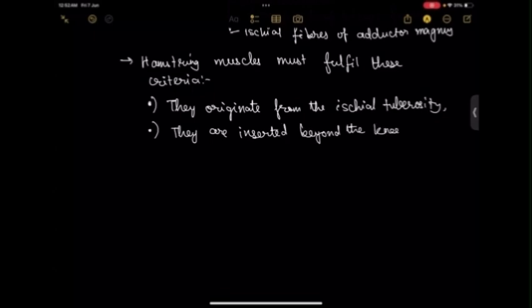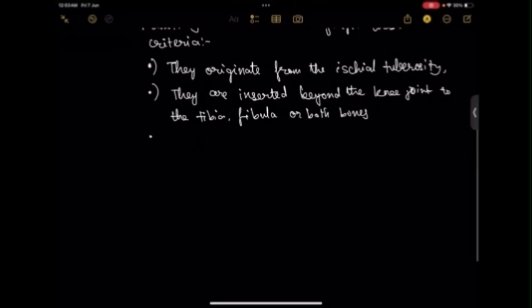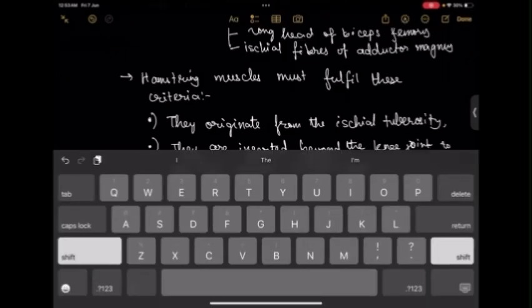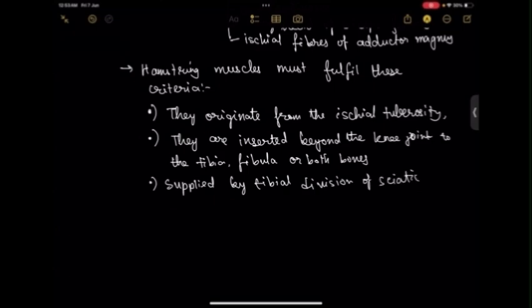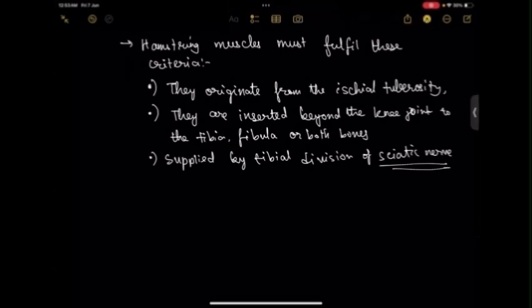They are inserted beyond the knee joint into the bones. As you know, the hamstring muscles are usually inserted beyond the knee joint into the tibia, fibula, or both bones, and supplied by the tibial division of the sciatic nerve. See, what is the nerve of the posterior compartment of the thigh? It is definitely the sciatic nerve, right? The hamstring muscles are at the back of the thigh, in the flexor compartment, so the nerve of the flexor compartment is the sciatic nerve. They will definitely be supplied by the sciatic nerve. This is a very easy point.